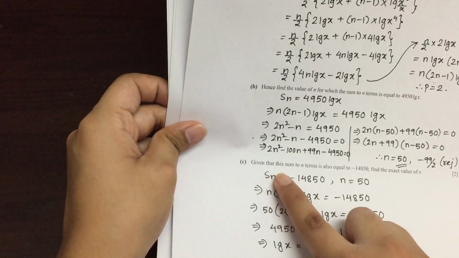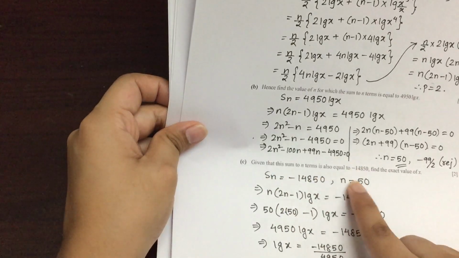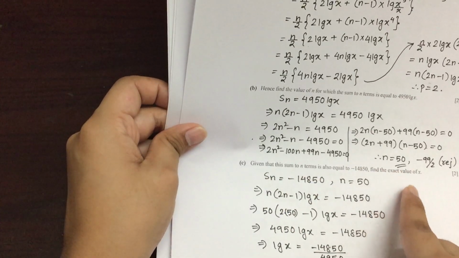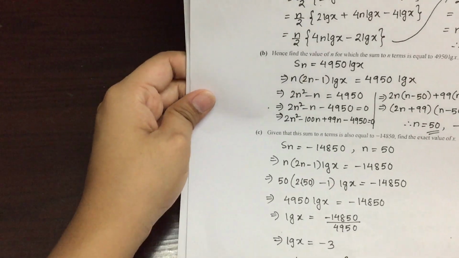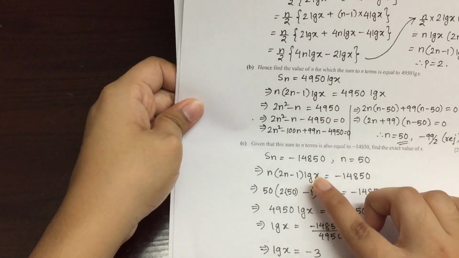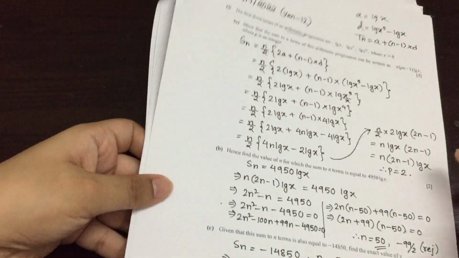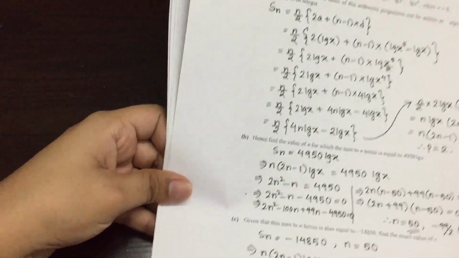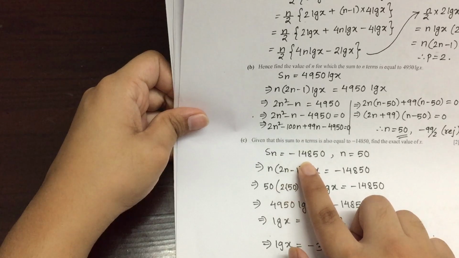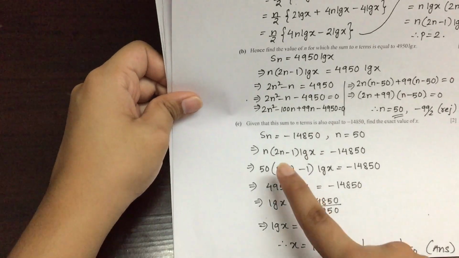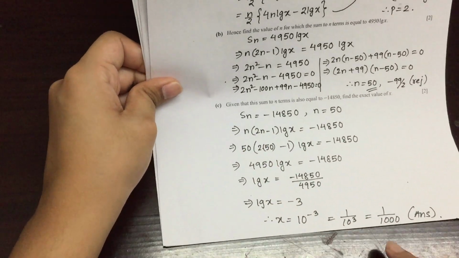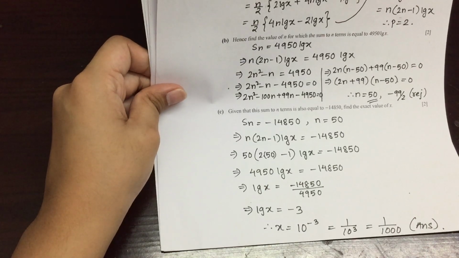Finally, we are given that the sum of n terms is equal to this. Find the exact value of x. So we know that the sum is given. We have found the sum in terms of x, which is this one. So that will be equal to minus 14850, and then you simply solve for x and you get this answer, 1 by 1000.